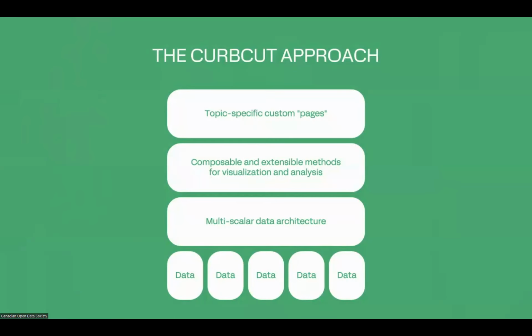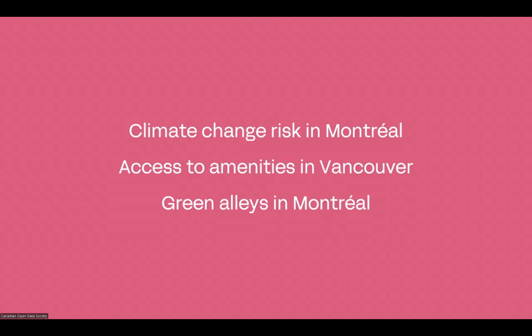Curbcut qui provient par la récupération des données nécessaires, l'intégration dans notre architecture de données multiscalaires, le développement des méthodes pour la visualisation de l'analyse si elles ne sont pas déjà existantes et le développement des pages pour répondre à ces questions-là. Et on est allé sur les démonstrations. Les risques des changements climatiques à ruelle verte avec les corrélations avec le recensement, l'accessibilité à différents services de proximité à Vancouver et la densité des ruelles vertes à Montréal.